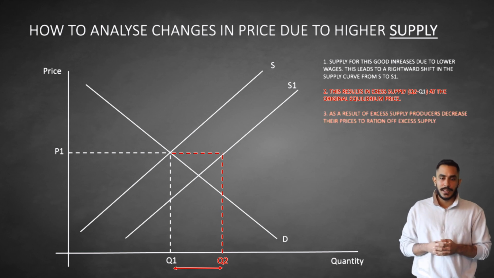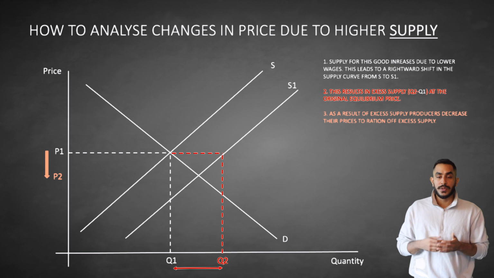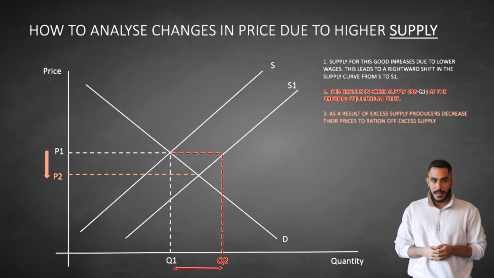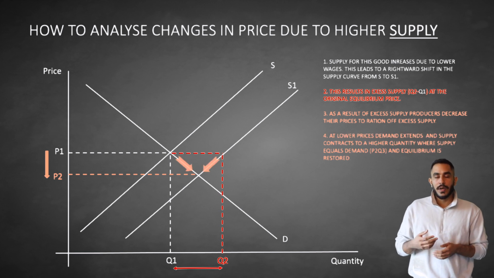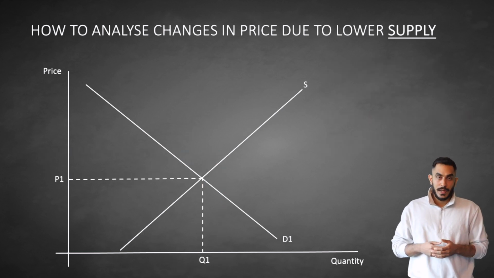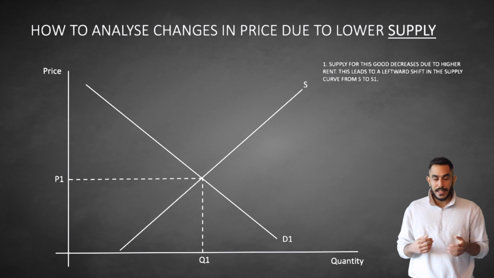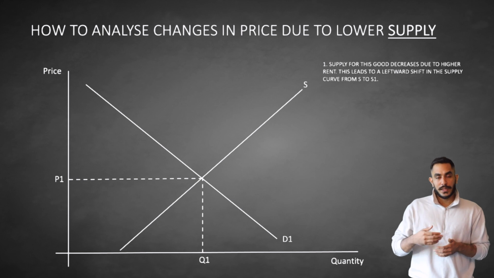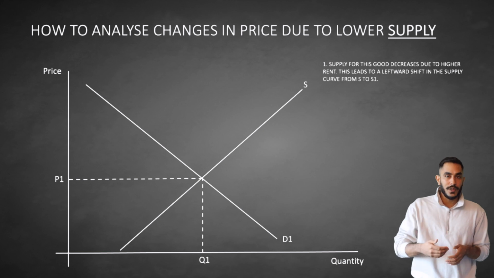As a result of excess supply, producers will be forced to decrease their price in order to ration off their extra production. At the lower price, demand will now extend, supply will contract to a higher quantity where supply and demand are equal again and equilibrium is restored. In this example, the supply of the good or service has decreased due to a change in a condition of supply. In this example, let's assume that rents are now higher, increasing costs of production for firms.